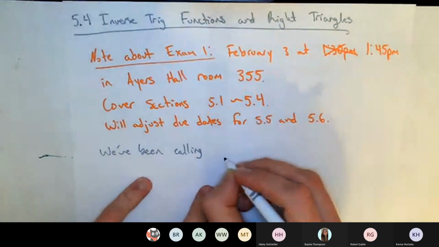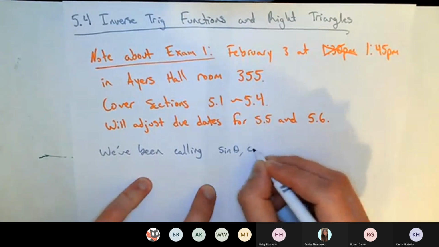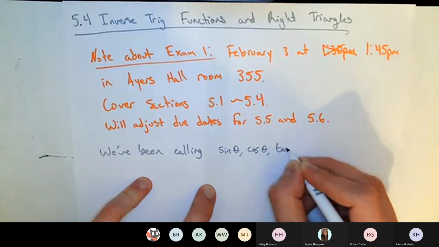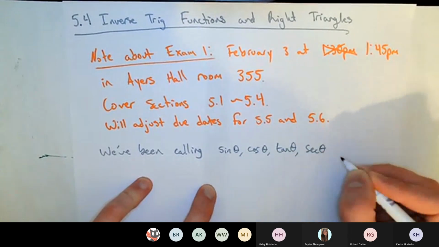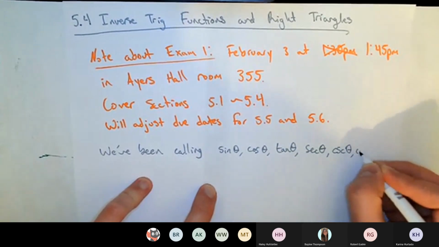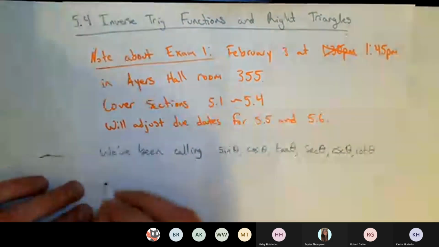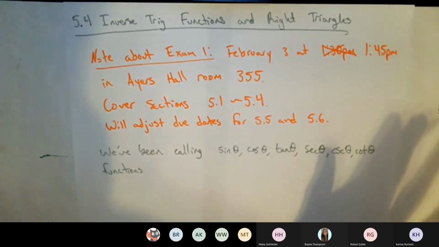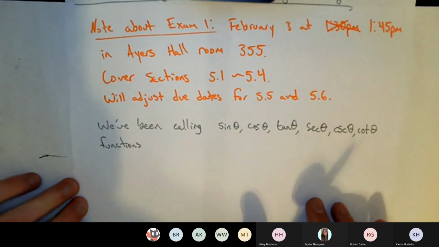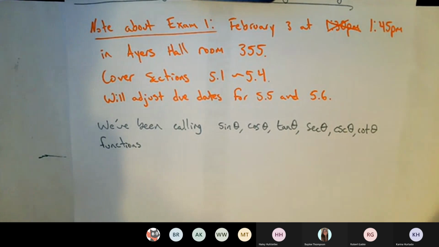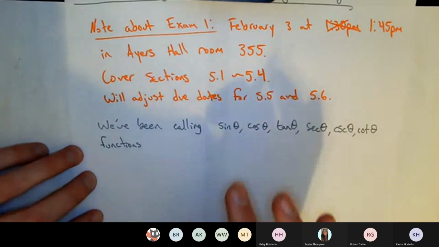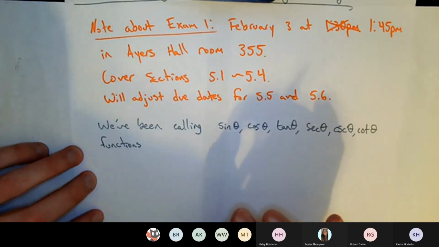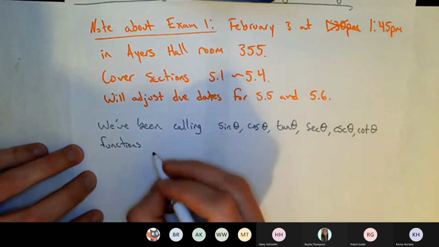So we've been calling sine, cosine, tangent, these 6 trig functions, functions, but we haven't talked about any of the usual stuff you talk about with functions, like domain and range. We haven't even talked about pictures of them yet. That'll be chapter 6. So let's start talking about them as functions, and let's start talking about their domains and ranges.